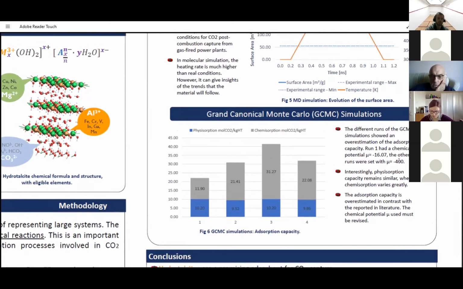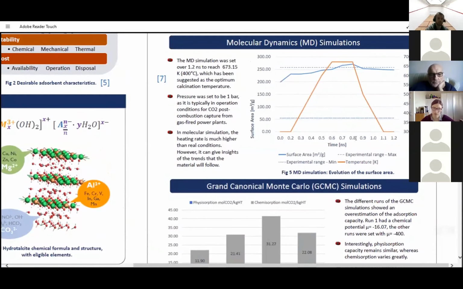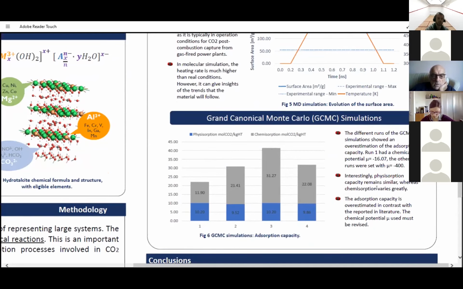So the takeaway message of this is that, okay, we are going in a good path regarding how the material can be calcined. And using that calcined structure, we can start looking at the adsorption capacity. And for the adsorption capacity, we still have to go through this chemical potential value in order to obtain the density first of the gas that we need, so that we can put a value that is actually accurate or more similar to reality.